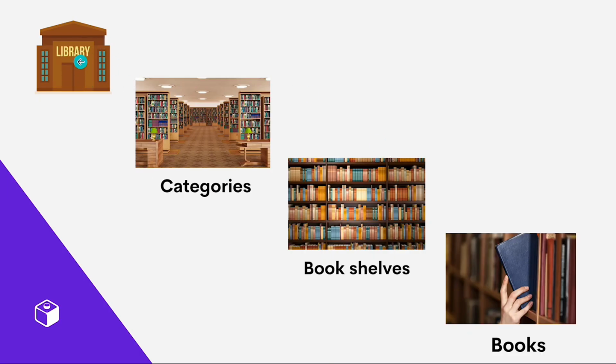Imagine a library. In each category, there are shelves, and on each shelf, there are books. In our data world, a nested object array is similar. It's an array where each element is an object, and these objects can contain more arrays of objects inside them.